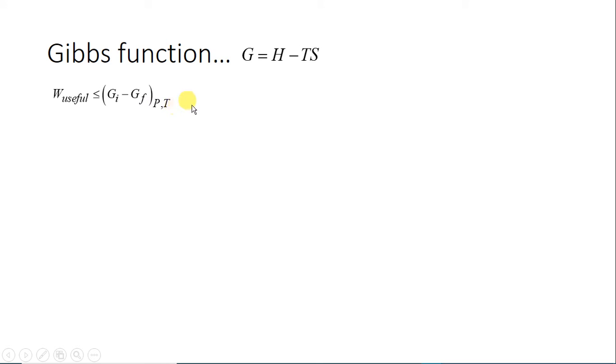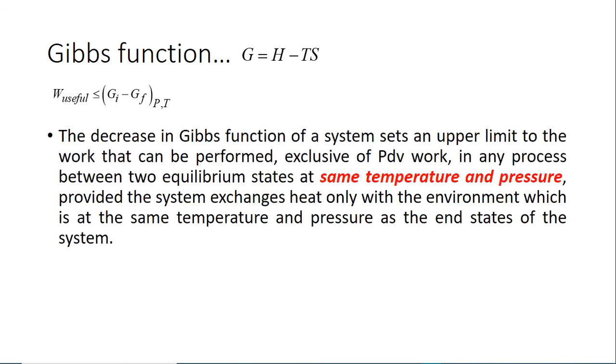So similarly, we will write down a statement as we had written for the Helmholtz function, but in this case pressure and temperature is constant. So decrease in Gibbs function, Gi minus Gf, means what? Decrease in Gibbs function of a system sets an upper limit to the work. Upper limit means what? If this is reversible, then it will be maximum work. Like that, it is an upper limit, exclusive of PdV work in any process between two equilibrium states.